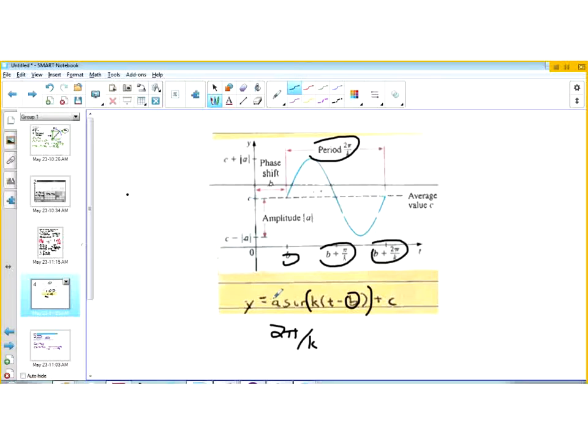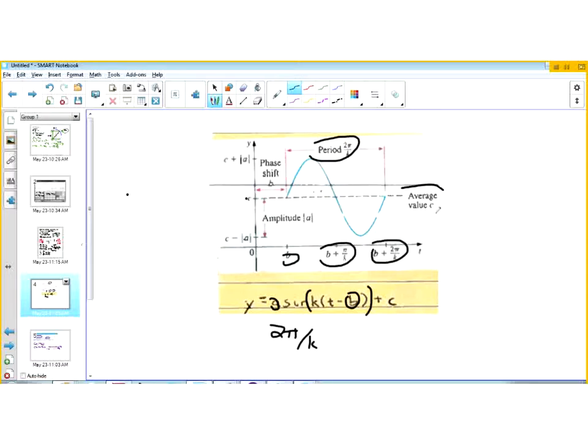The amplitude still remains the same. The amplitude is still a. So shifting a curve vertically does not modify the amplitude. And so here's the line y equals c.